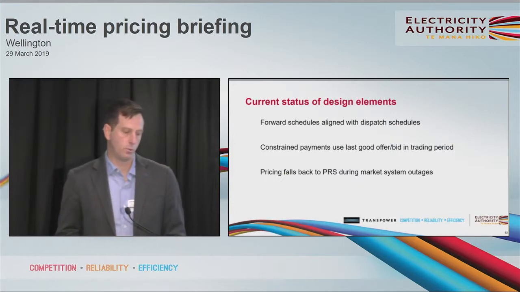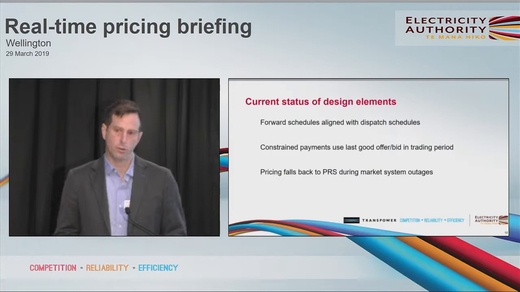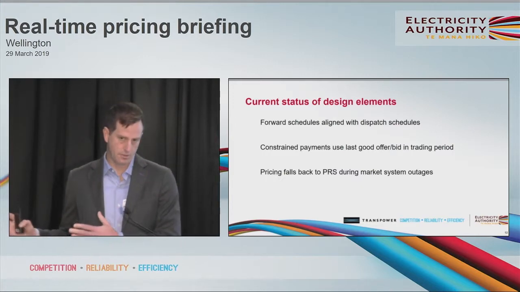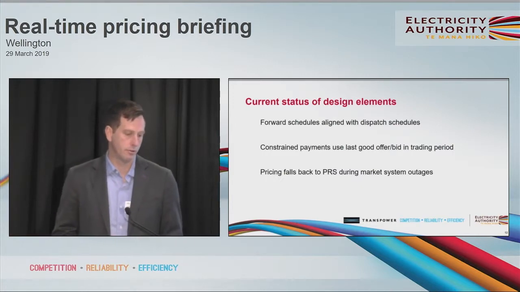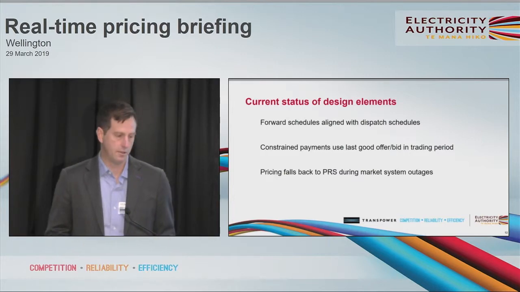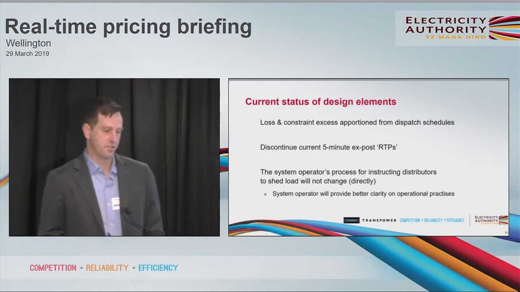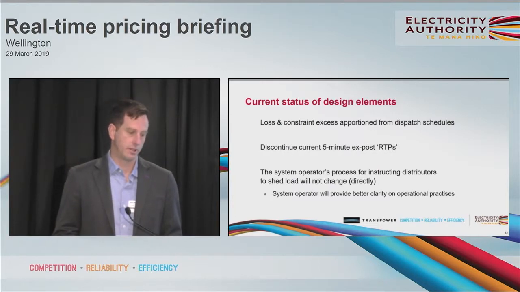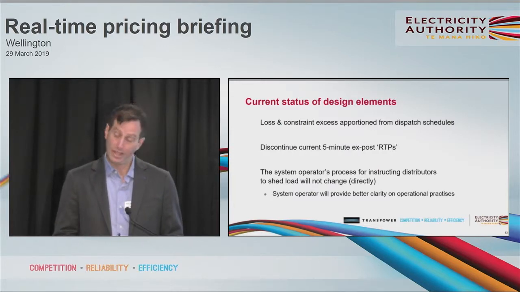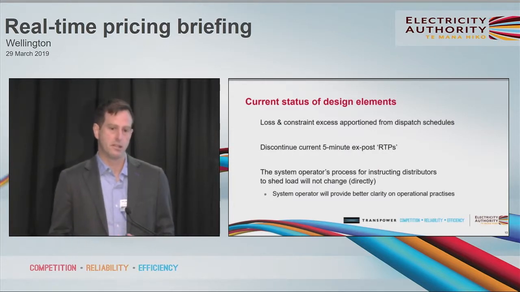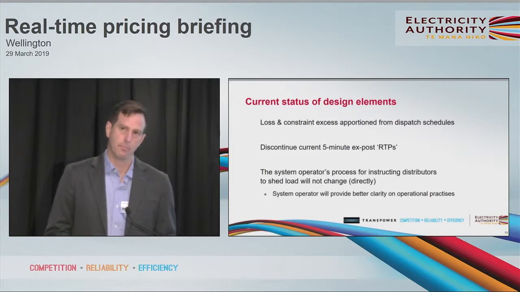Constrained on and off payments would now use the last good offer or bid within the trading period, because we're introducing the ability to rebid or reoffer within the trading period. I've already kind of covered this one. Pricing would fall back to the PRS during any market system outages. Bit of an arcane one, but the loss and constraint excess, without going into any of those details, would be apportioned from the dispatch schedules, essentially using the same time-weighted average method as we're using to calculate interim prices.